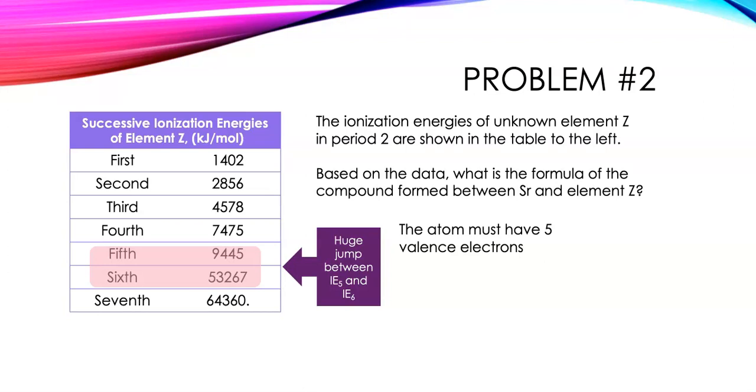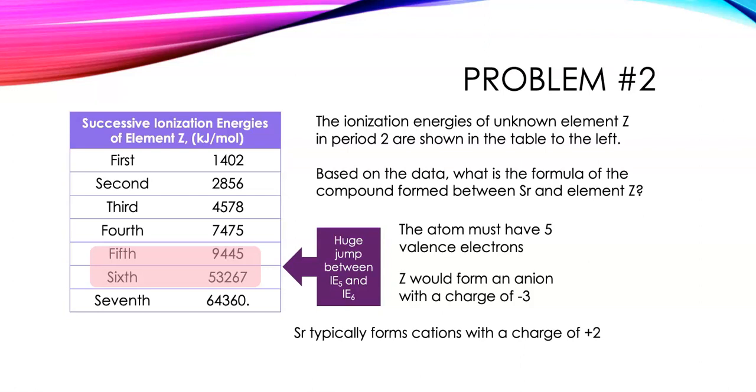Now, if you know your periodic table, and of course you do, we know that an element with 5 valence electrons is likely to form an anion with a charge of -3. This is significant because I want to know what formula it would form with strontium. And of course, strontium, being an alkaline earth metal, typically forms cations with a charge of +2. So I need Z to be forming an anion here to make this ionic compound. And therefore, I can conclude that the compound formed between strontium and element Z would have the formula Sr3Z2 to give me a neutral formula.